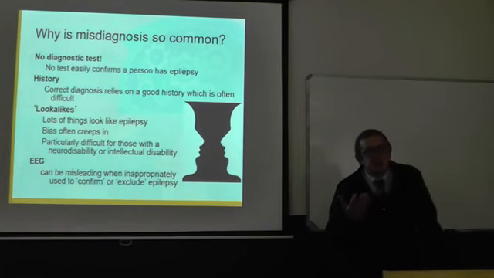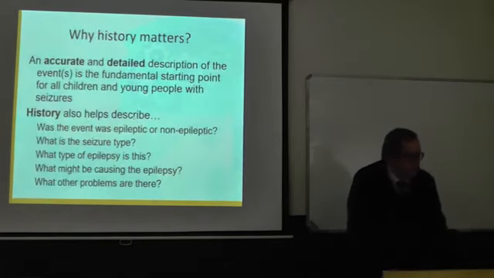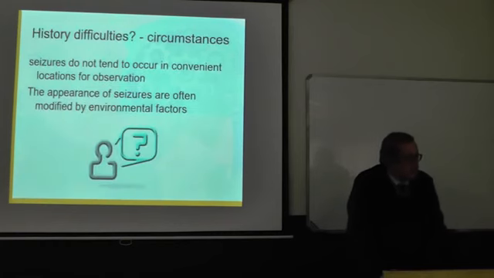They've got this idea that if you've got jerking movements, that must be epilepsy, which is also not true. And as I said, the EEG can be misleading when inappropriately used to confirm or exclude epilepsy. We've talked about the importance of the history, so it helps to describe whether the event was epileptic or non-epileptic, what the seizure type was, what type of epilepsy it is, what might be causing it, and are there other problems.